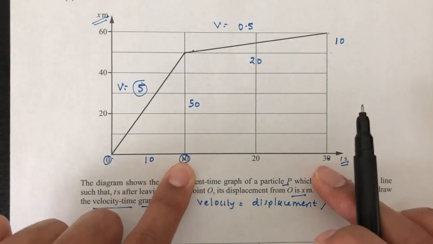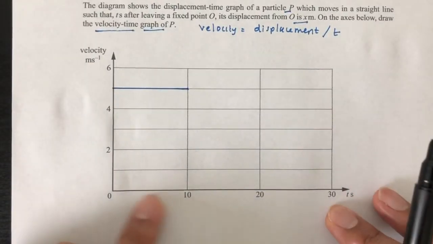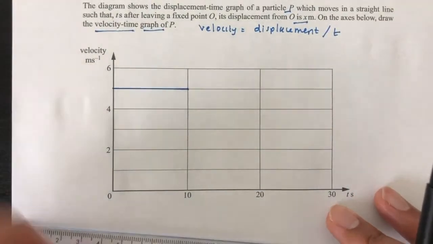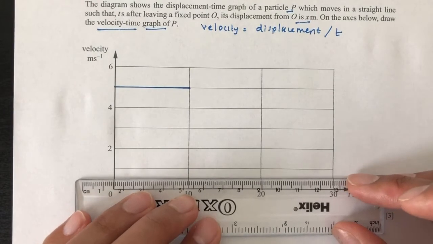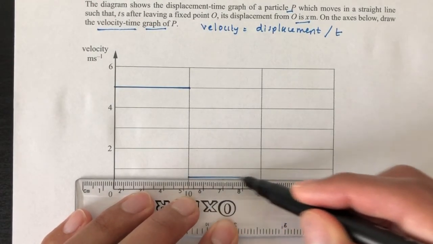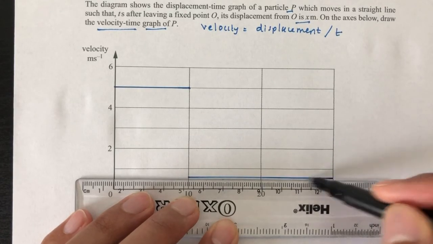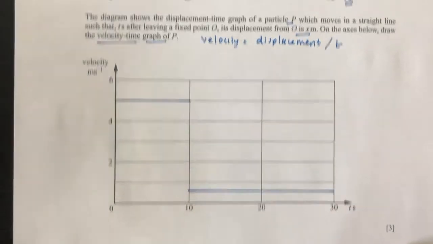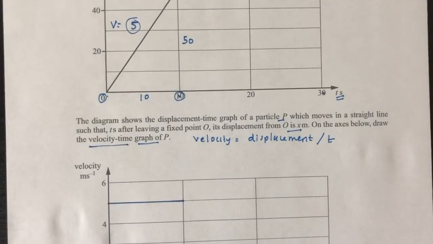And then for the second part, it says from 10 to 30, the value is 0.5. It will be between 0 and 1, so it should be about here. Okay, so that's it. That's your graph for question part A.